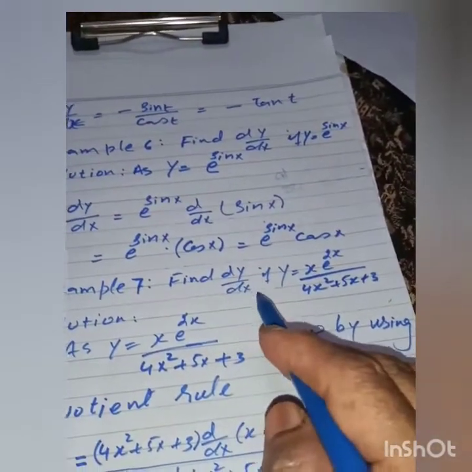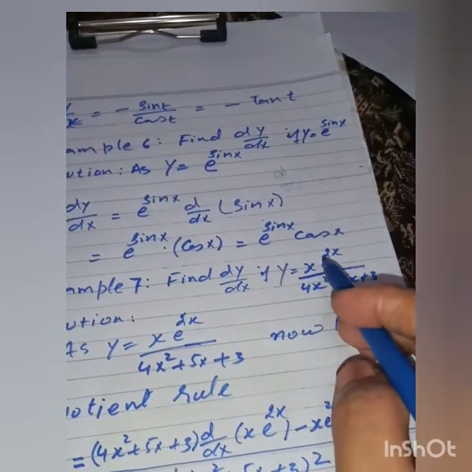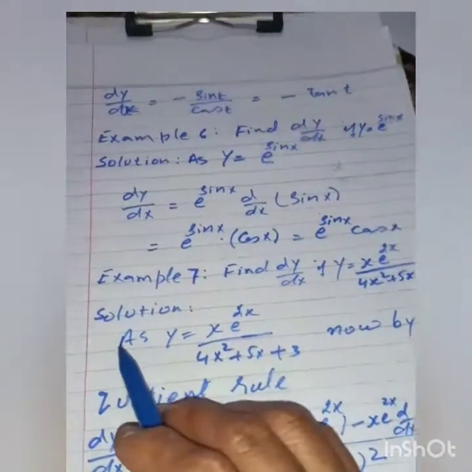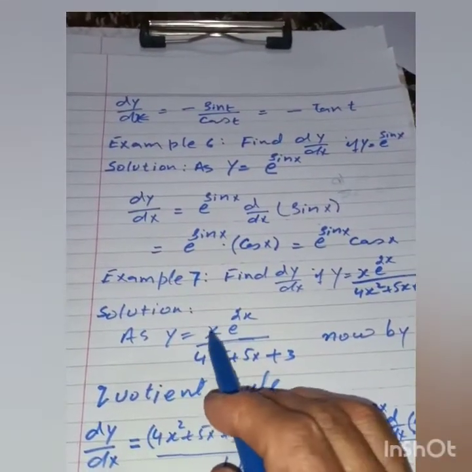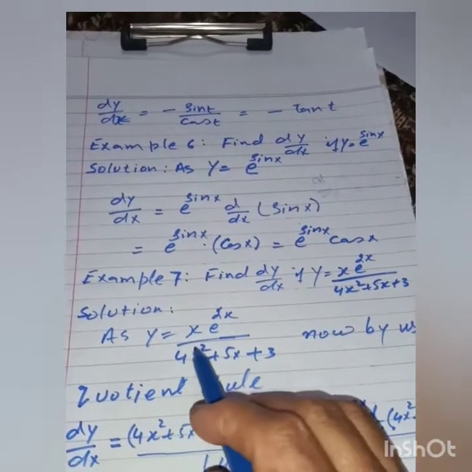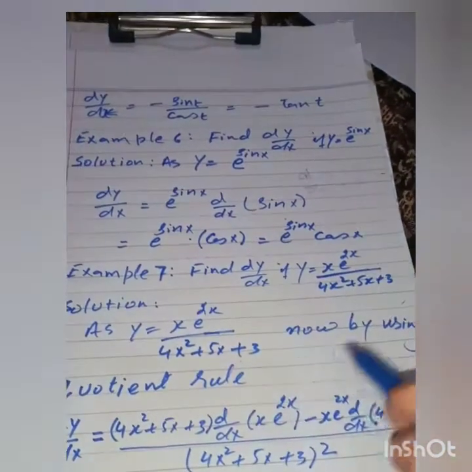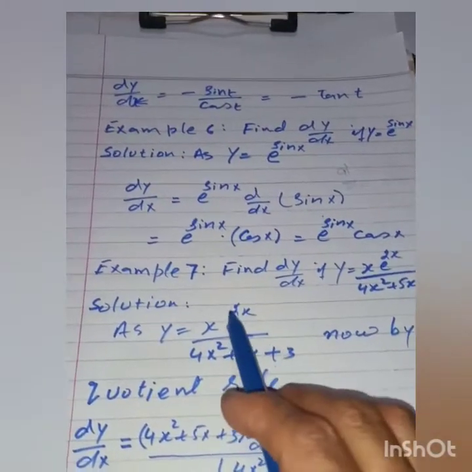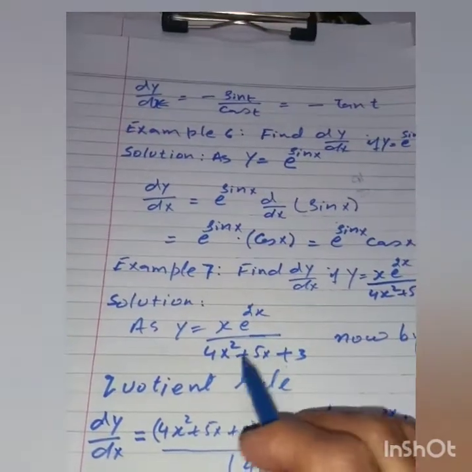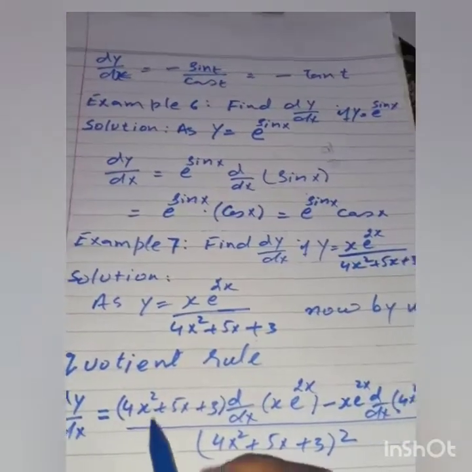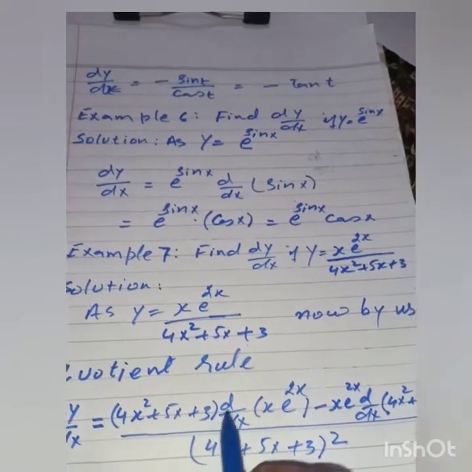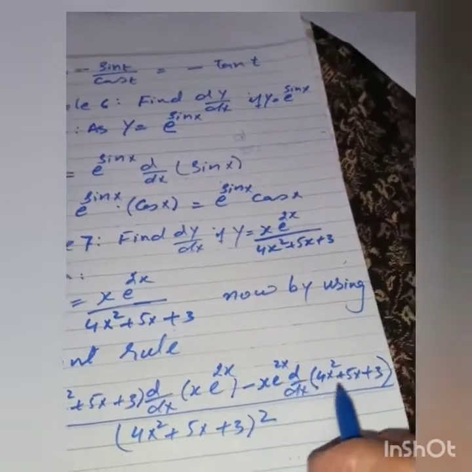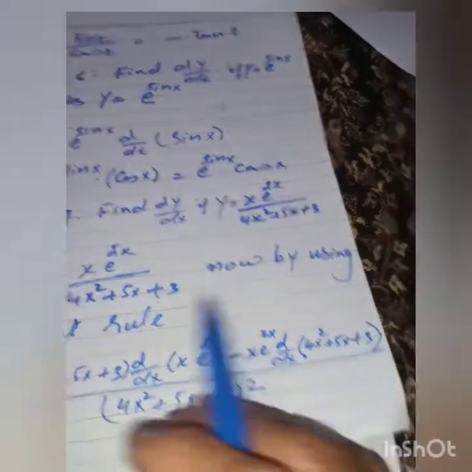Now example 7. Find dy over dx if y is equal to x into e to the power 2x divided by 4x square plus 5x plus 3. As solution, y is given as x into e to the power 2x divided by 4x square plus 5x plus 3. Now taking the derivative on both sides, we have to use the quotient rule on this function because it is in the form of a quotient. So dy by dx will be equal to the denominator into derivative of numerator minus numerator into derivative of denominator, over denominator squared.